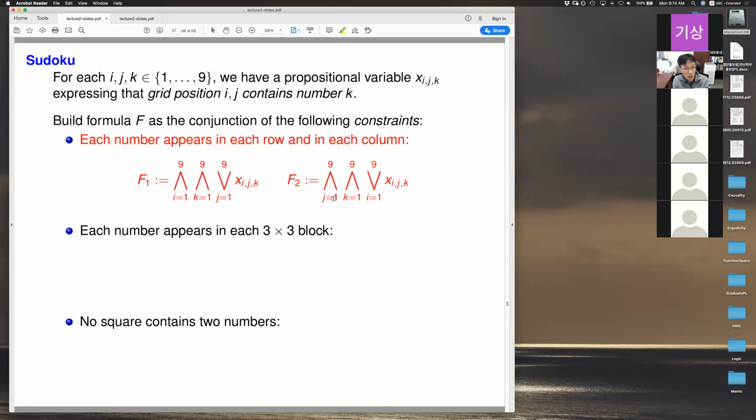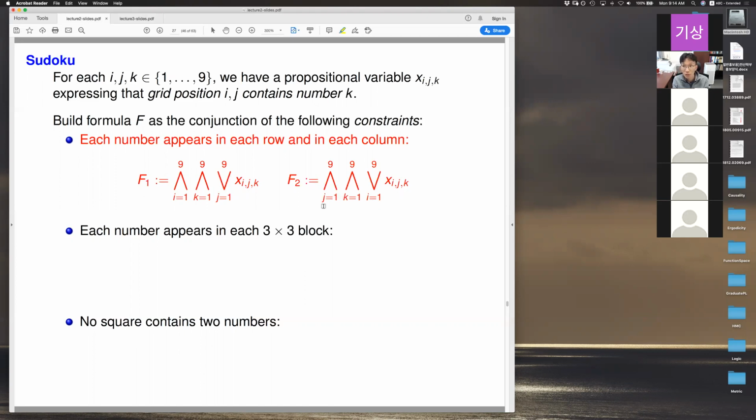So say for every column j, every number k from 1 to 9, there exists a row i, so that this xijk is true. So every column, every number, there is some entry in that column, or some row in that column, which contains number k. So that's what this F2 is saying.